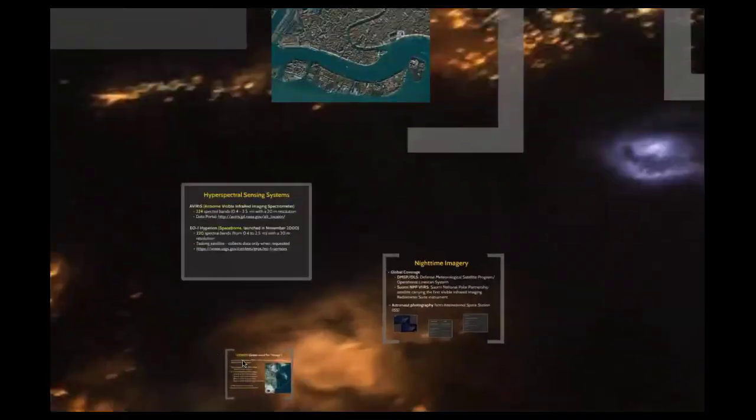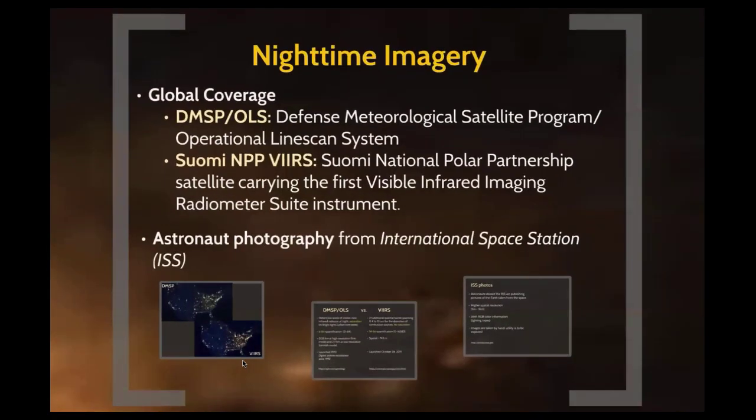And I believe that's my last group to cover today, which is also important and popular. So, nighttime imagery, three primary sources. The first two are global coverage: the DMSP OLS versus the Suomi NPP VIIRS. And we also have one additional source from the International Space Station, and they're actually just photography taken by a Nikon camera, because you can tell from their raw image.